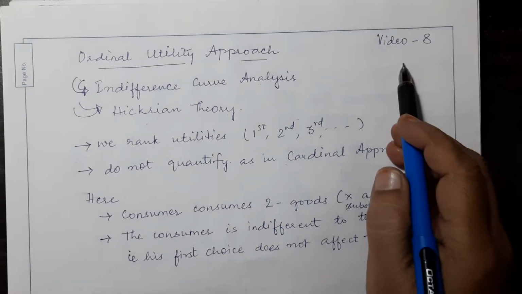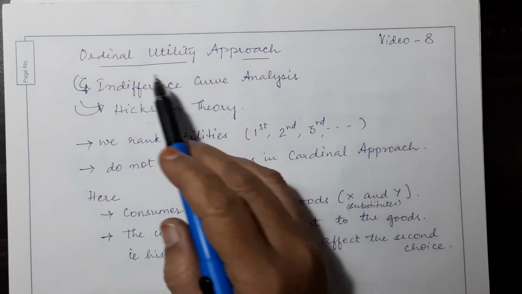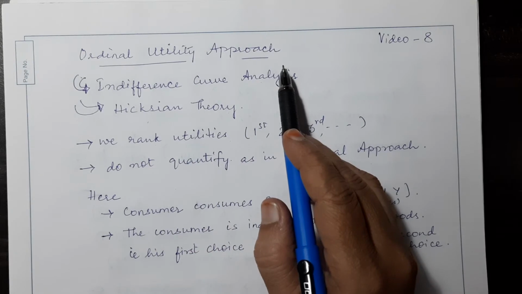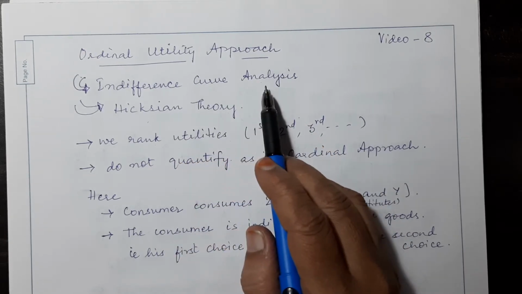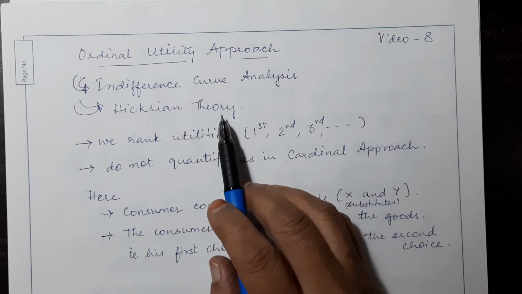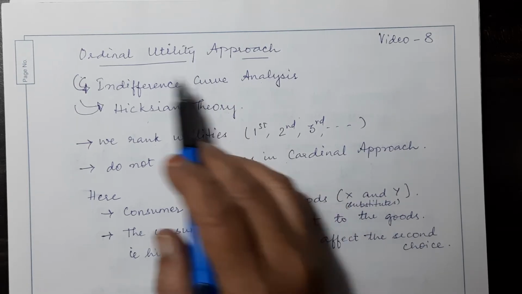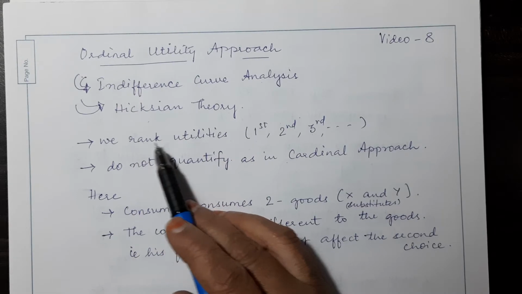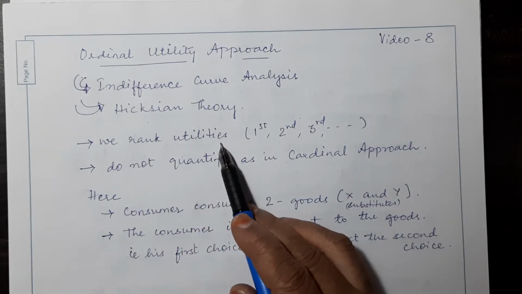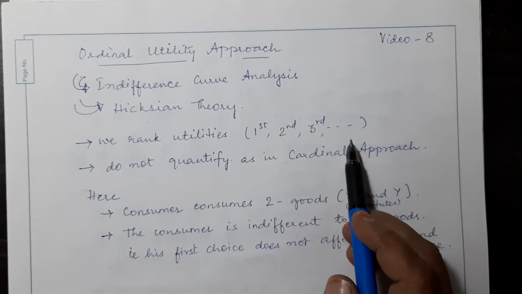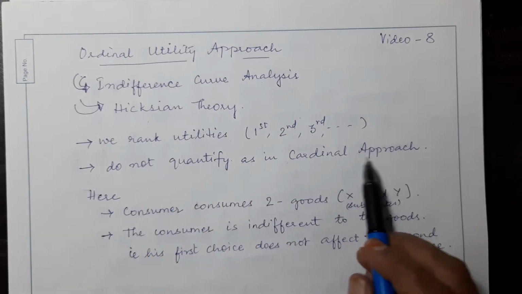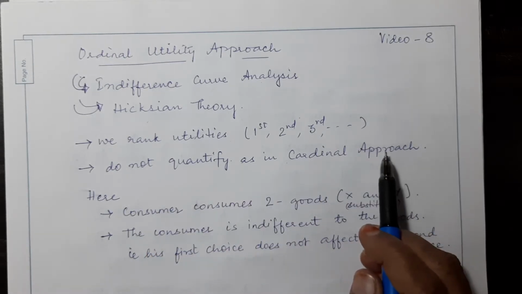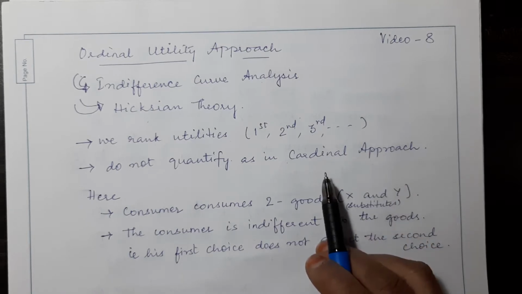In our video number 8 today, we are going to discuss the ordinal utility approach, which is otherwise called the indifference curve analysis or the Hicksian theory. Here, since it's the ordinal number, we are going to rank the utilities like first, second, third, and so on. Here we do not quantify as in the cardinal approach. That means we do not use numbers.